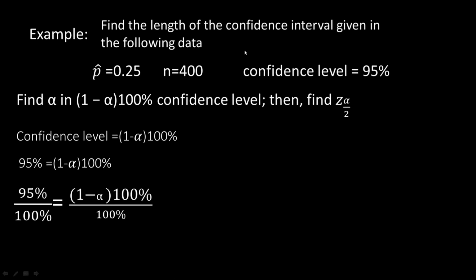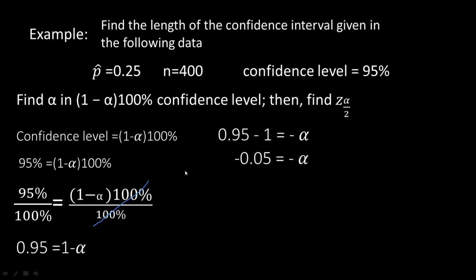So, magka-cancel out tayo. So, pwede na nating i-cancel to. Then, 95% divided by 100% is equal to 0.95 is equal to 1 minus alpha. And then, ta-transpose tayo. So, 0.95 minus 1 is equal to negative alpha.